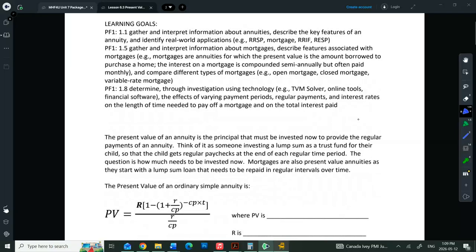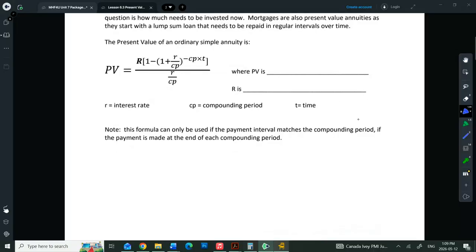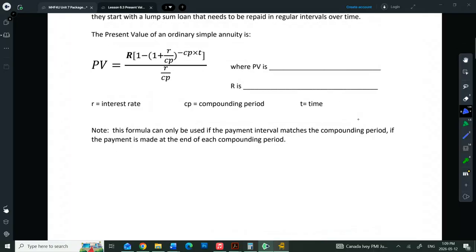All right, so we have a rearranged formula for present value, and it is the PV formula. So you'll see the FV formula, which is yesterday's, which is future value, and the PV formula, which is present value. So PV represents present value of the annuity in dollars.